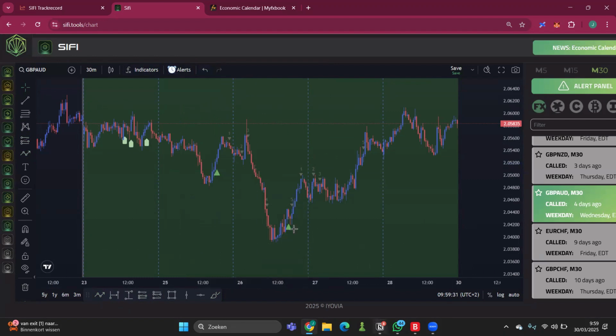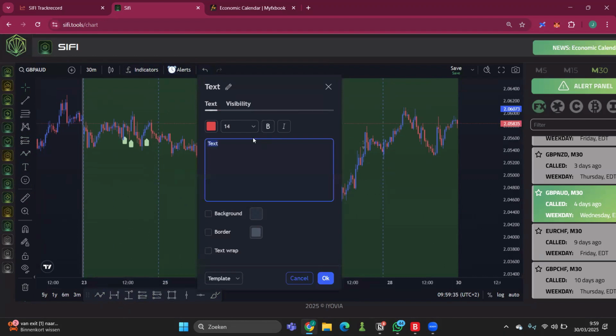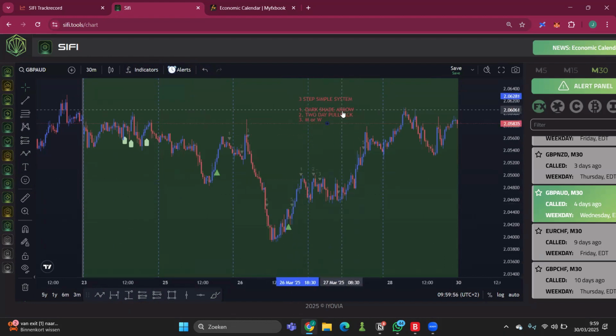Just for some extra information, for people that are new, we have a three-step simple system, and it goes as follows. The first step is a dark shade arrow. The second step is we want to have a 2-day pullback. And then the third step is an M or W reversal pattern. So that's something that's really important.